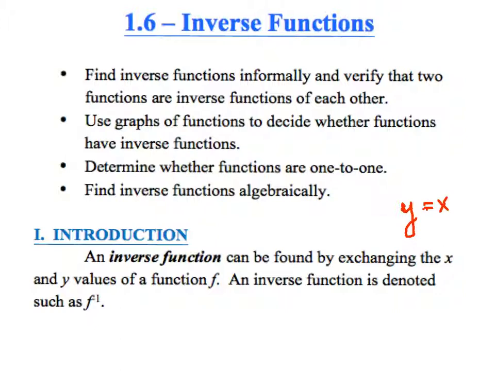An inverse function can be found by exchanging the x and y values of a function of x, and an inverse function is denoted as f to the negative 1. So from here on out, if you see an f to the power of negative 1, then that means you're going to have an inverse function.